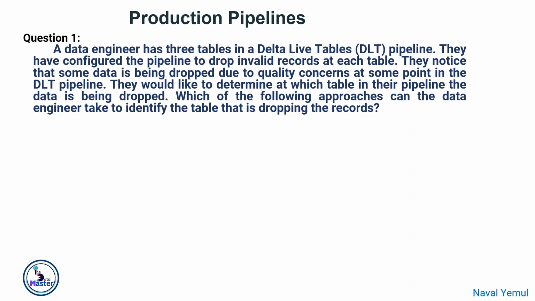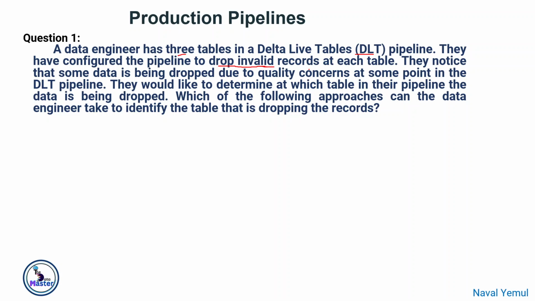Okay. So the question says a data engineer has three tables in a Delta Live table pipeline. They have configured a pipeline to drop the invalid rows. So Delta Live table will use only a SQL command or a Python command to do a complete ETL. Okay, so they want to drop invalid records at each table. So at every table they got some invalid records and they want to drop it.